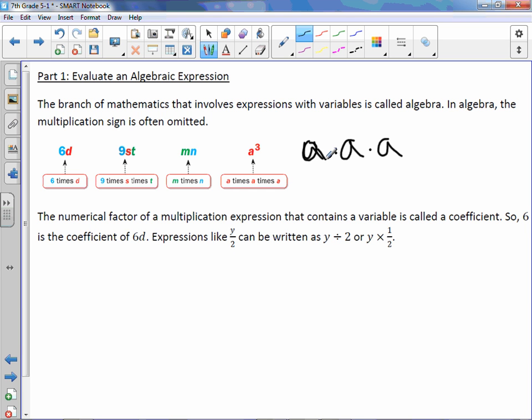The numerical factor of a multiplication expression that contains a variable is called a coefficient. So 6 is the coefficient of 6d. Expressions like y divided by 2 can be written as y divided by 2 or y times 1/2, where 1/2 would be the coefficient. Remember, there's an invisible 1 in front of every variable, so that's really 1 over 2 is your coefficient.